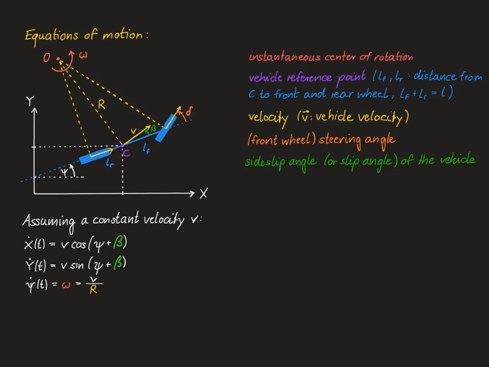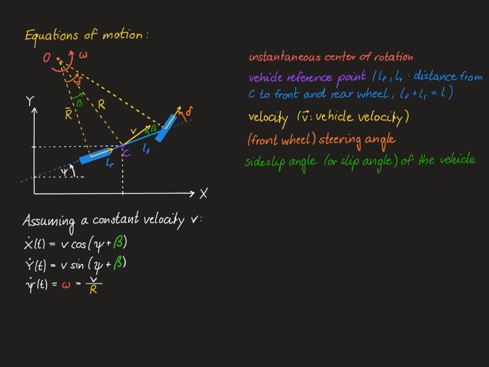Since omega is the angular velocity of the reference point C around O, we can express omega simply with the Euler formula of v divided by r, where r is the radius of the rotation, meaning the distance from O to C. Now, the set of differential equations that describe the evolution of our vehicle coordinates x, y, and psi is almost complete, except that we need to find expressions for the sideslip angle beta and the radius r.